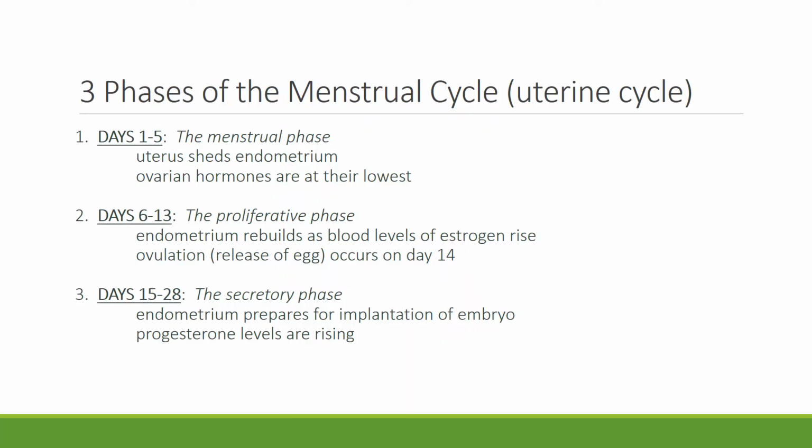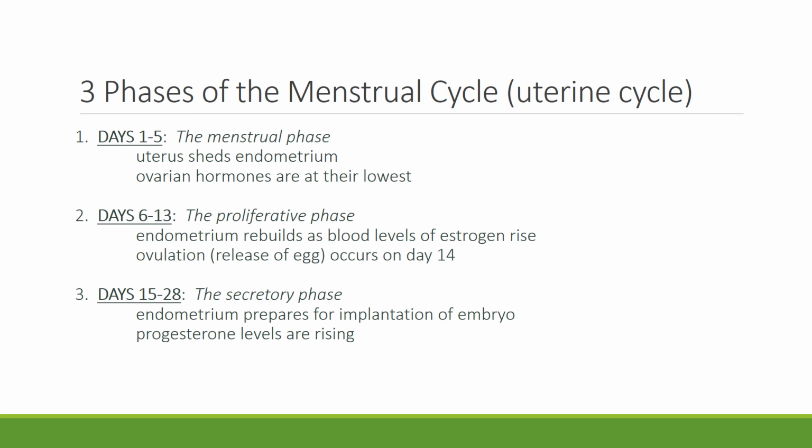There are three phases in the uterine cycle, also known as the menstrual cycle. They are the menstrual phase, which is days 1 to 5, and this is the time when the uterus sheds the endometrium, or the inner lining. This time is known as having your period. During this time, the ovarian hormones are at their lowest levels.